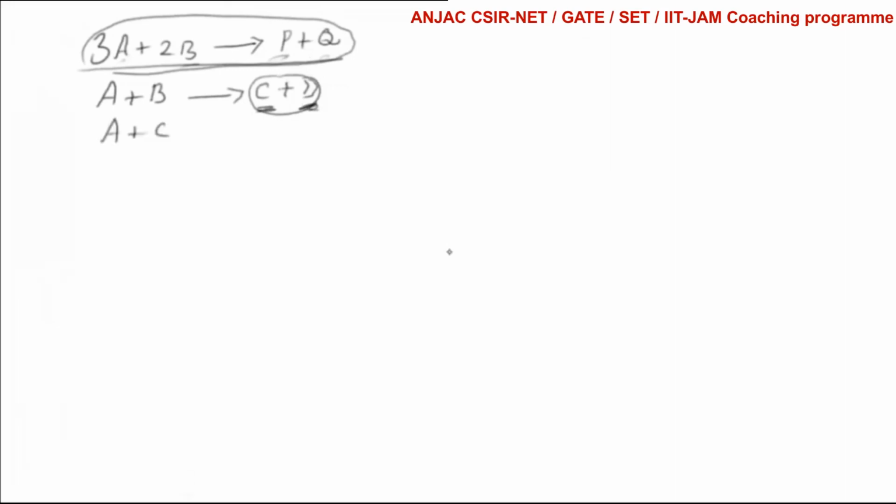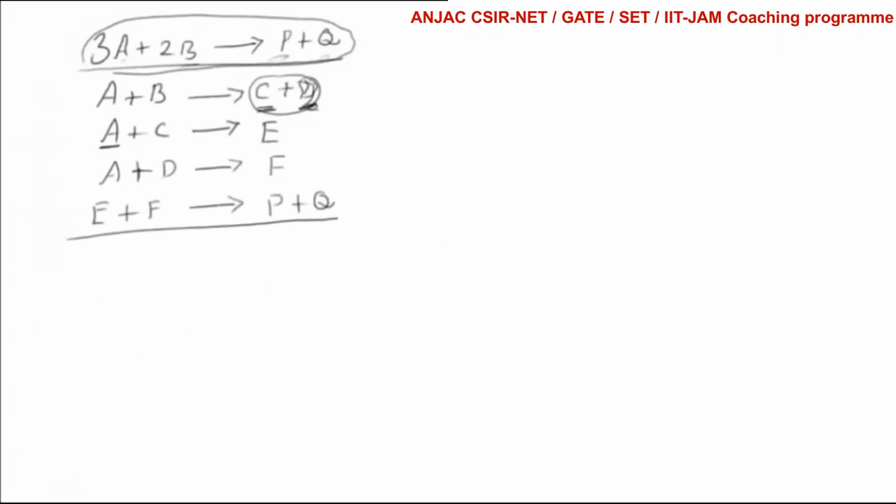And I am also writing that the C formed in this step reacts with the reactant A giving E. Here E is also another intermediate. A then reacts with D, the other intermediate, to give F. The F is also another intermediate. E plus F gives P plus Q. These two intermediates react to give the products ultimately.